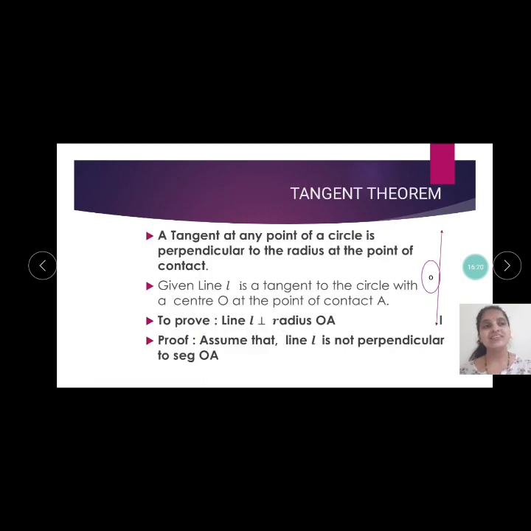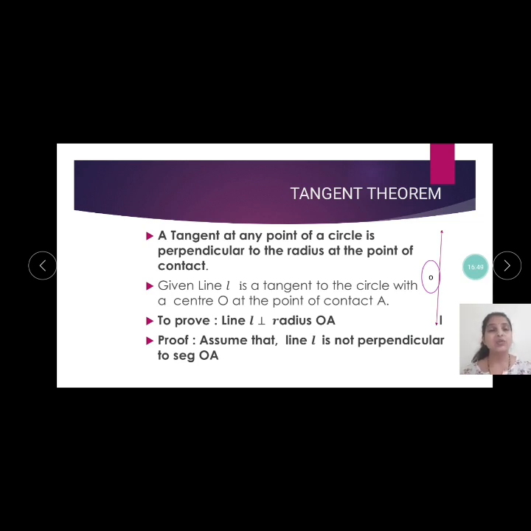Next is tangent theorem. The statement of the theorem is: a tangent at any point of a circle is perpendicular to the radius at the point of contact. Now, this theorem is an indirect proof. What is an indirect proof? The proof in which, whatever we have to prove, we assume that it is not there.